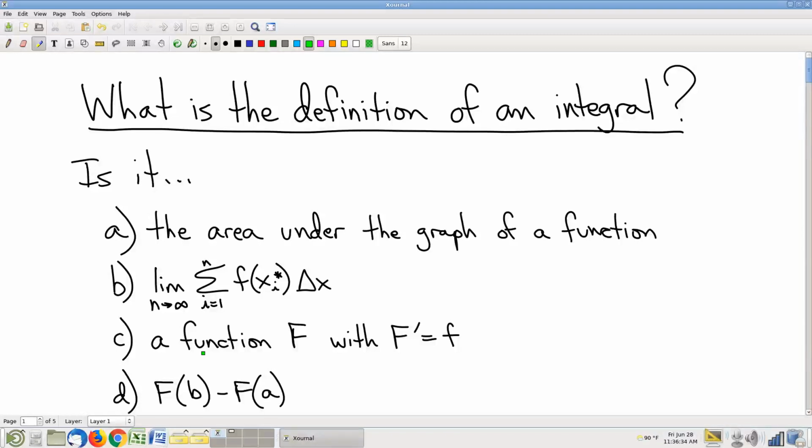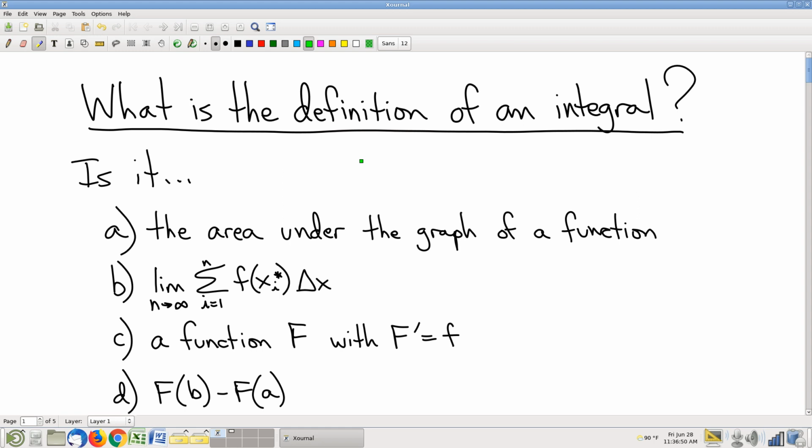Okay, so let's talk about what is an integral. And specifically, I would like to talk about what is the definition of an integral. So fundamentally, most fundamentally, what is an integral? Okay, all right, well, here's some options, and let's consider this a multiple choice.